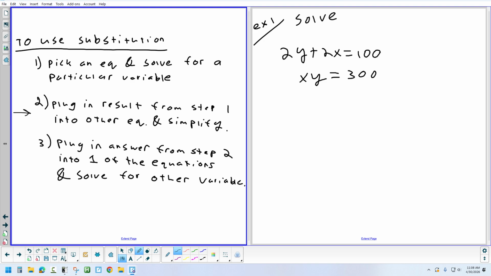Okay, let's go through these steps on that problem. First step, pick an equation and solve it for a variable. Which equation do you think is going to be easier to work with? The top or the bottom?